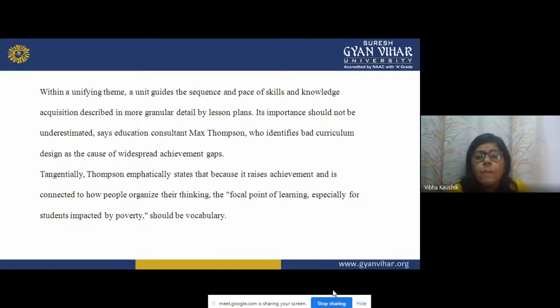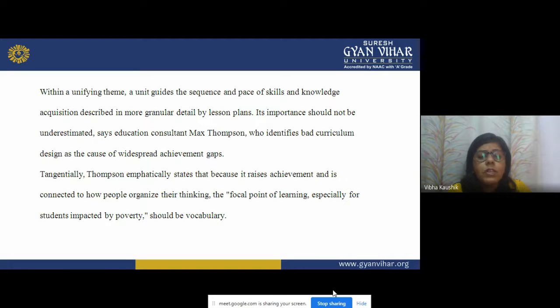Who defined bad curriculum design as the cause of widespread achievement gaps? Now, what he is saying is that a curriculum has been made, but if that curriculum is not able to satisfy the needs of the students, and it is not according to the needs of the society, then we will call it a bad curriculum. What will be the cause of that bad curriculum? He says there will be widespread achievement gaps between the objectives of the particular curriculum and the outcomes and achievements of the learner or the students. Where there is a widespread gap between the achievement and the objectives for which the curriculum has been designed or framed, that curriculum cannot be called a good curriculum.